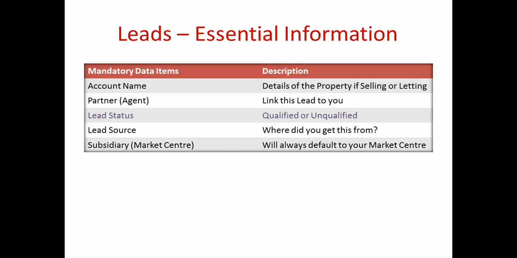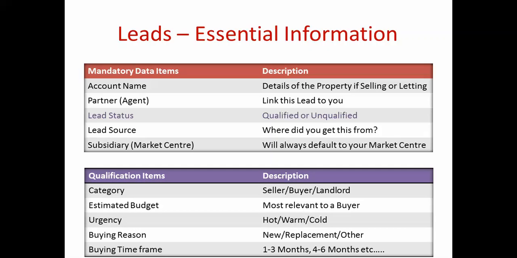Thirdly, the lead status. Whether it's qualified or unqualified, you will have at least spoken to or met a qualified lead. Then the lead source. Choose the most appropriate option from the drop-down. This helps gather reliable statistical data on lead acquisition. And finally, subsidiary or market center. This should always default to your market center. There is also additional qualification data that can help you understand more about the urgency and importance of this lead, and whether it justifies being classified as a qualified lead.